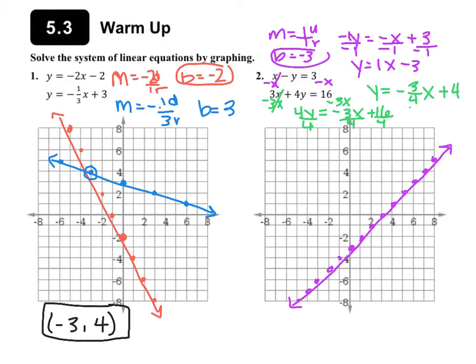This equation has a slope of -3 over 4 and a b value of +4. So I start on my y-axis at +4, and then I use my slope to go down 3 and to the right 4. Ooh, that's the same point that was on the purple line, so I'm going to circle it, but I'm going to put some more points on there yet. Down 3 to the right 4, or backwards I could go up 3 and to the left 4.